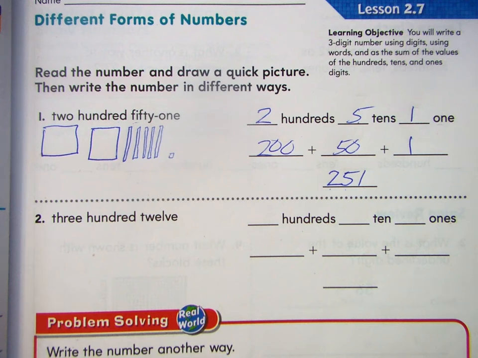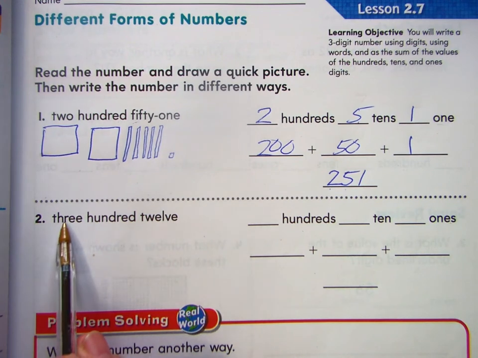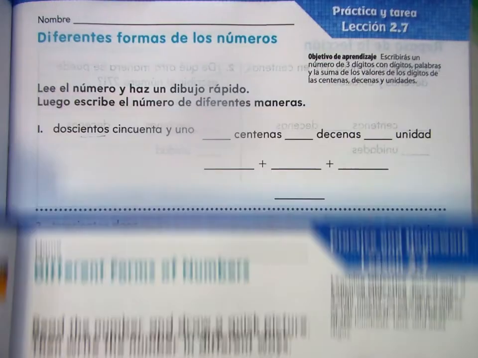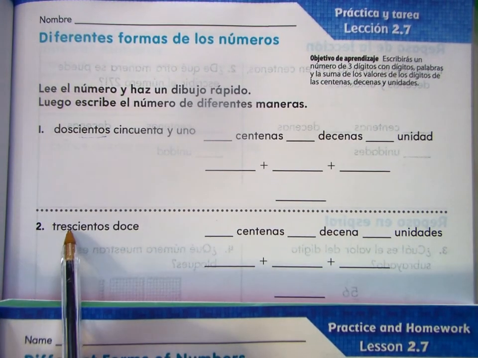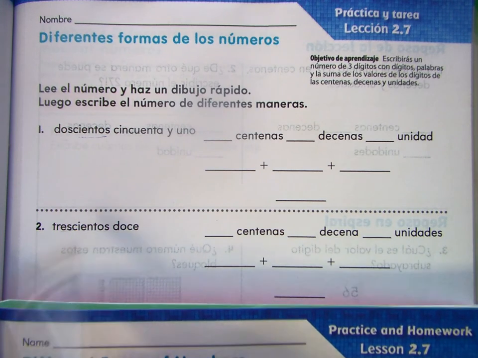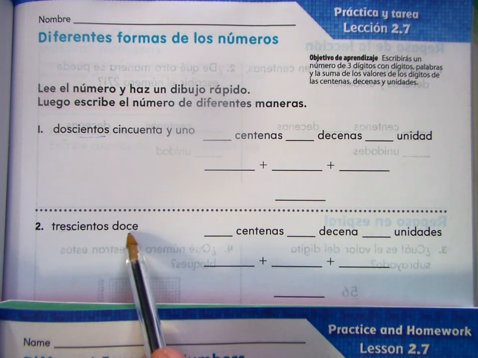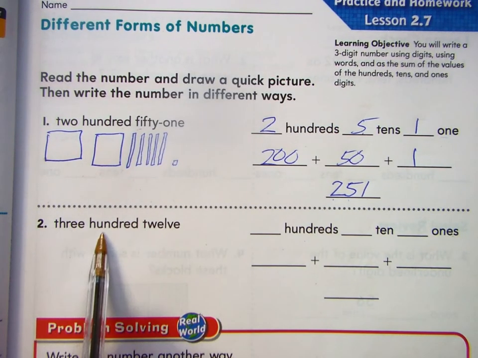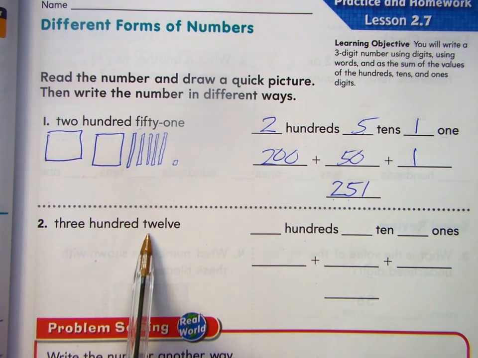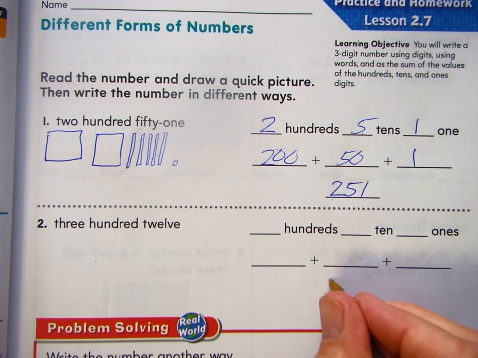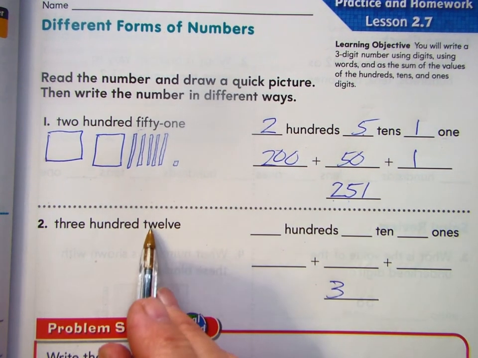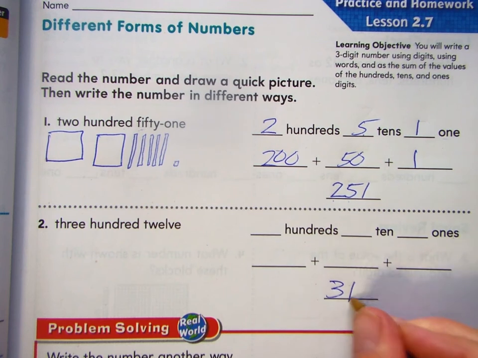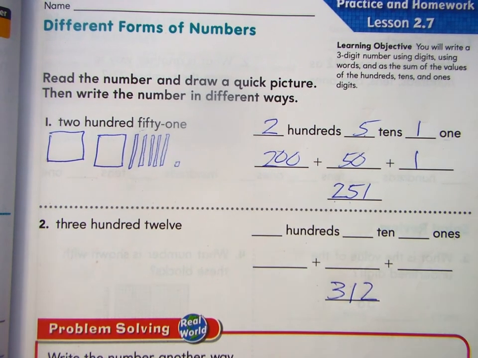Okay, I gave you a head start. Here I go. I'm going to do it slowly. Let me read the Spanish one first. 312. You know how to do a 12? A 12 is like this. 312. Now I can do the top easy.